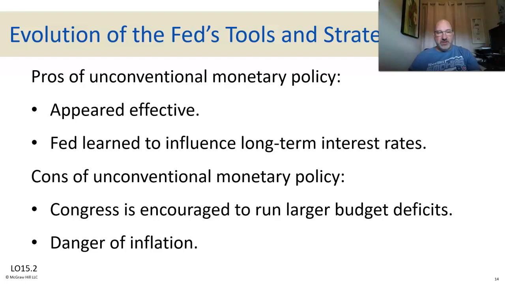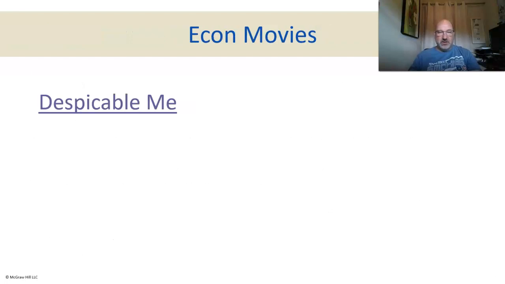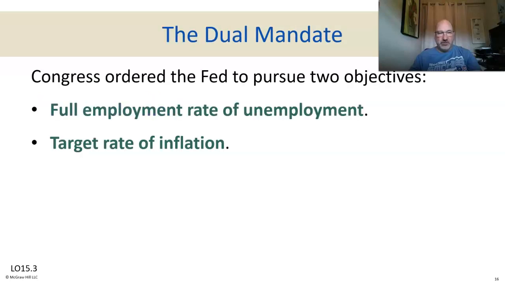So the pros of this: it appeared to be effective. They learned to influence long-term interest rates. The cons: Congress is encouraged to run larger budget deficits, and there was the danger of inflation. So the deficits ballooned with all of this. Here's an econ movie on the Fed and monetary policy from Despicable Me. I'll have this in the class for you.